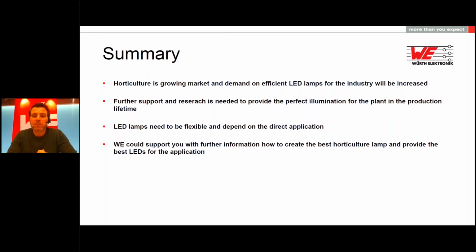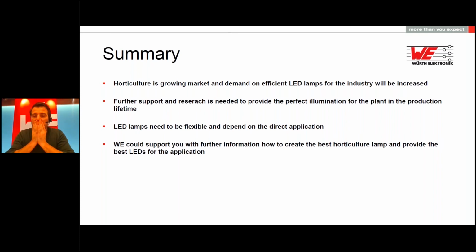Of course, what we see at the moment is we need further research and support to find the correct recipe, to find the best working solution. In this aspect, Würth Elektronik is working also with a lot of academic institutions and a lot of different groups, and working into the research to make the horticulture even more efficient.